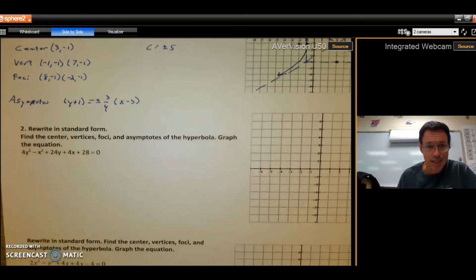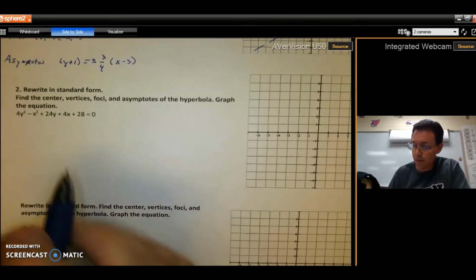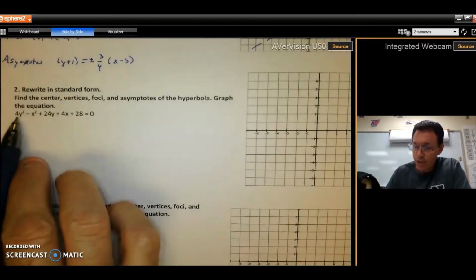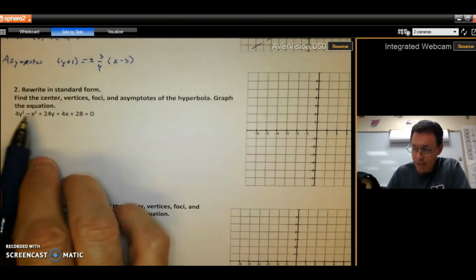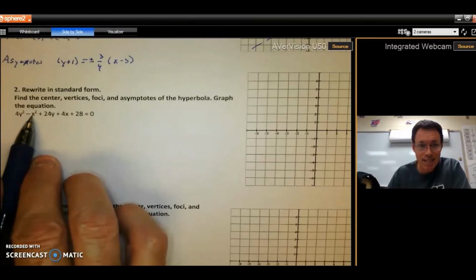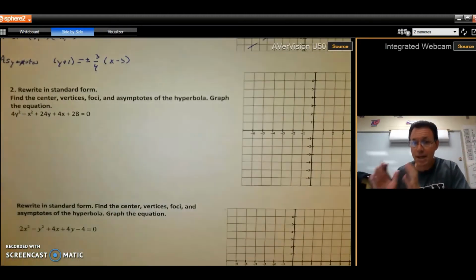Now, the next one is not in standard form. So that's what our job is going to be. We're going to have to get this into standard form. So the first thing I'm going to do is get my like variables together. Notice one of the squared terms is positive and one is negative. Whenever we did circles or ellipses, we always did the x squared and the x first, then the y squared and the y. We're not going to do that. We're going to put the positive one first.